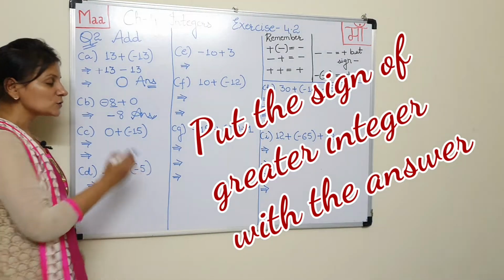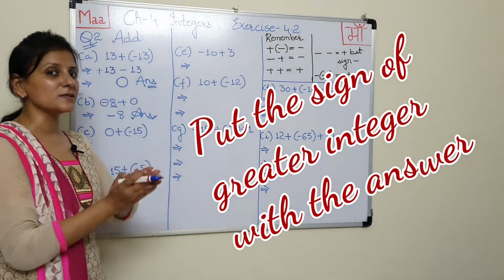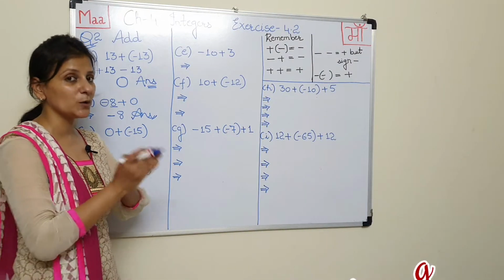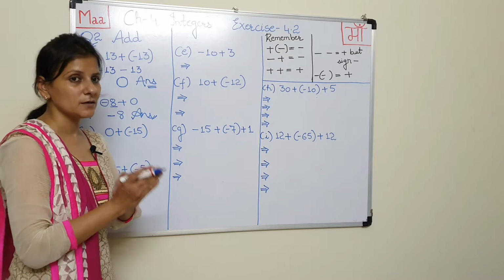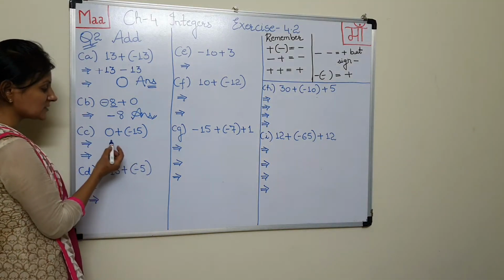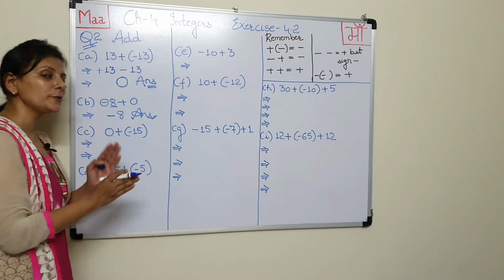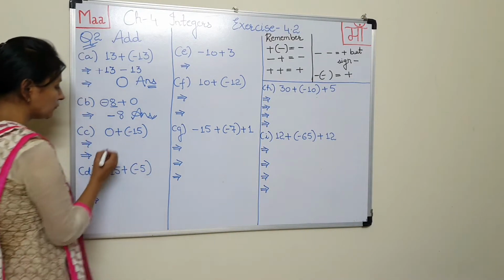Okay students, so please remember about the signs. To put the sign in integers is compulsory, otherwise it will not be considered the correct answer. Let's move on to the next part. It's 0 plus in bracket minus 15. First of all, you have to open the bracket. How will you open the bracket?